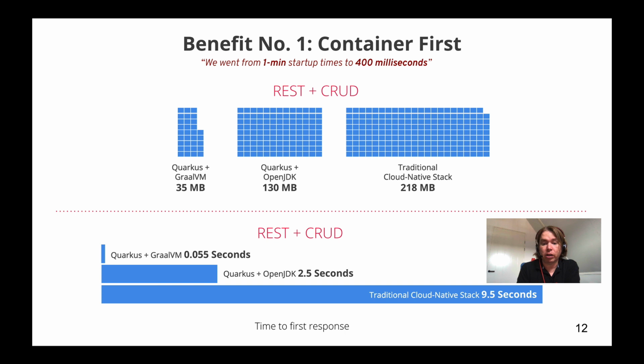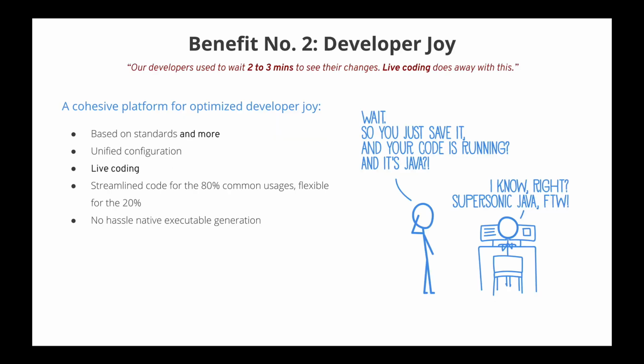When we then look at the startup time, we can see that the traditional stack takes about 10 seconds to start up. Quarkus and OpenJDK about 2.5 seconds. But when we then look at Quarkus compiled to a native image, we can see that that is reduced to a mind-blowing 55 milliseconds. And now that allows us to start thinking about the serverless space, where we could say, well, when a request comes in, we don't have the application running yet, but we just simply start up that container with that application, because it only takes 55 milliseconds to start up the app, serve the request, and then tear down that application again.